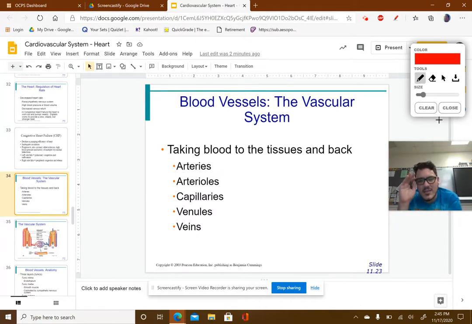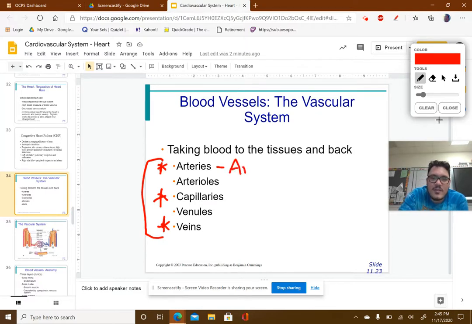Okay, let's talk about the vessels a little bit here. There are 5 vessels we need to know. So these are the 5. And of those 5, there are 3 that are a little bit more specific that we're going to focus on. Let's talk about them individually. Arteries, these are a type of vessel that we talked about in previous videos. But the key thing for arteries is that they always carry blood away from the heart. So they always carry blood away from the heart.